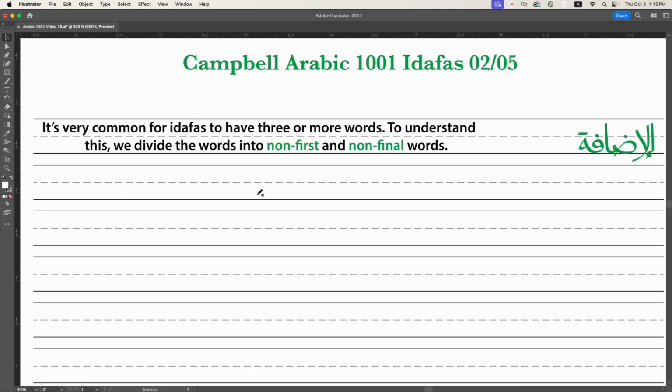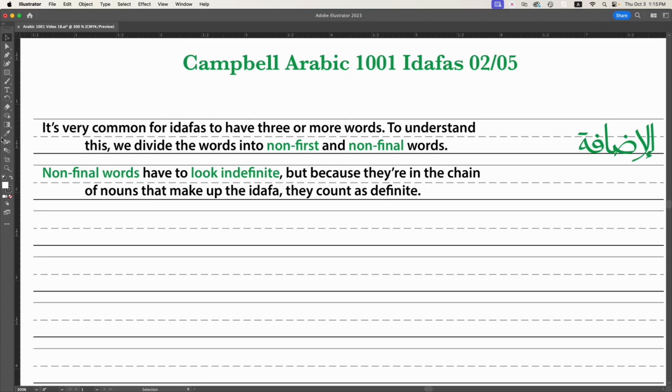It's very common for idafas to have 3 or more words. I worked with 2-word idafas in the first video, but it's quite common for them to have 3, 4, 5, even 6 or 7 words. In classical Arabic, they can sometimes get even longer. In order to understand idafas properly, we're going to divide the words into non-first and non-final words, which is kind of an oddball way of looking at it, but is actually very useful from your perspective.